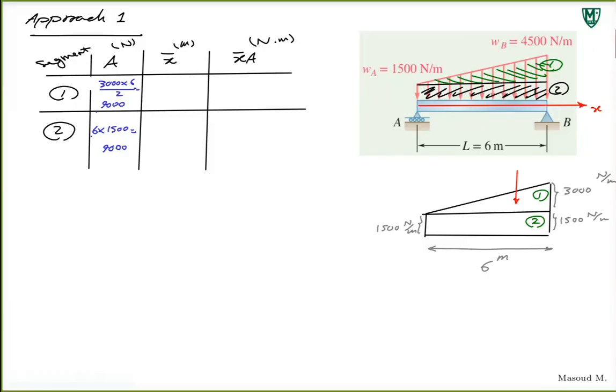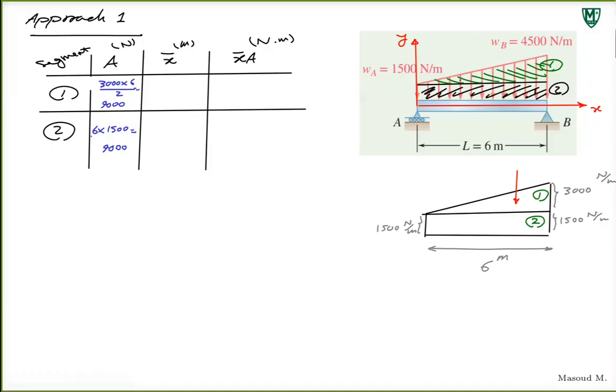X bar for this, right? Let's assume that we take the origin of our coordinate system here. You could take it on the other side. It doesn't really matter. You're going to end up getting where the distributed load is. Now, if we take this as the centroid, right?